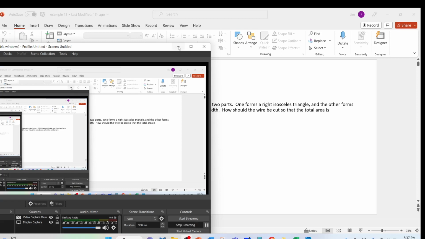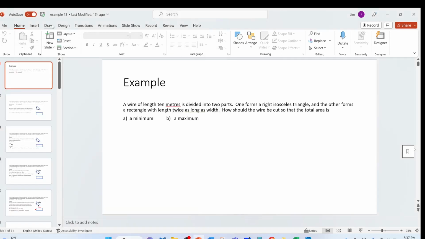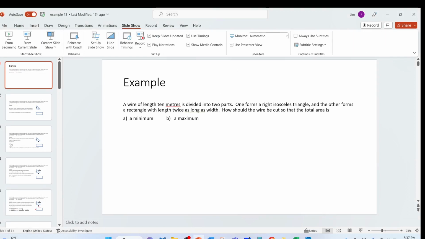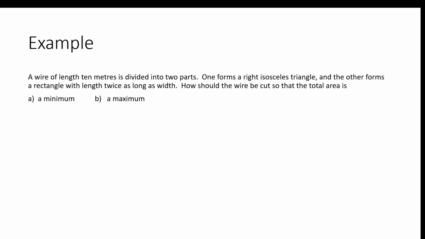In this question, we're going to talk about how to determine the minimum or maximum area, given a wire under certain circumstances. So we have a wire of length 10 meters and it's divided into two parts. One part forms a right isosceles triangle and the other forms a rectangle with length twice as long as width.